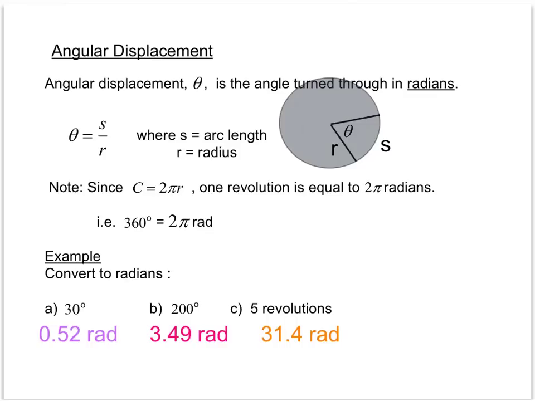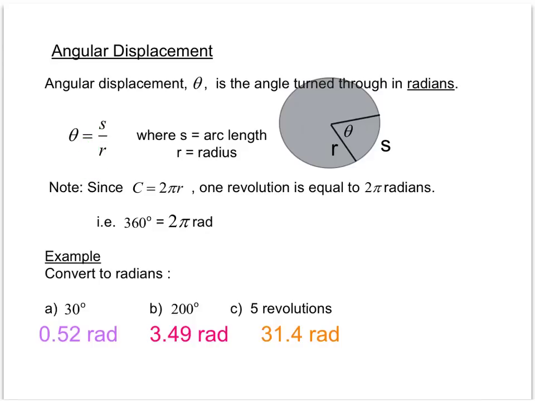Okay, we're now going to look at angular displacement theta. What is it? Well, it's simply a measurement of angle. Here is the defining equation. So it's a ratio of arc length S to radius R.